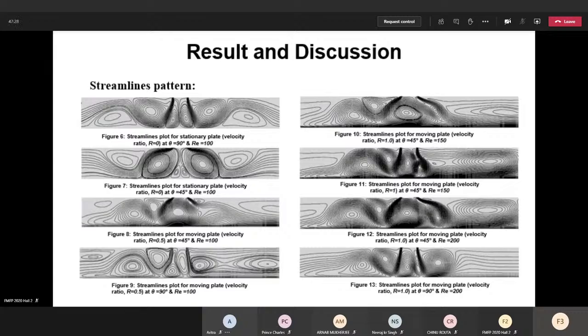Figures 8 to 13 represent the streamline pattern for moving plate conditions at different Reynolds numbers, different velocity ratios, and different impingement angles theta, in which the streamline pattern is different for different velocity ratios. It can be seen that multiple recirculations occur on the left side. Now comes the temperature contour.